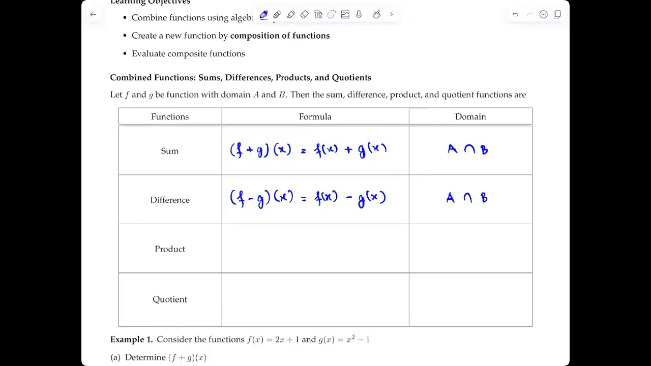For addition, f plus g is going to be the same as g plus f. You're okay with that. However, you cannot say the same thing for the difference. So f minus g is different from g minus f. So g minus f of x is equal to g of x minus f of x. But the domains stay the same. It's still the intersection between the two domains A and B.